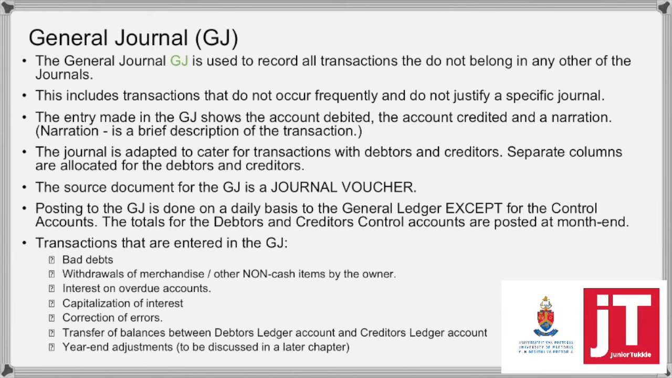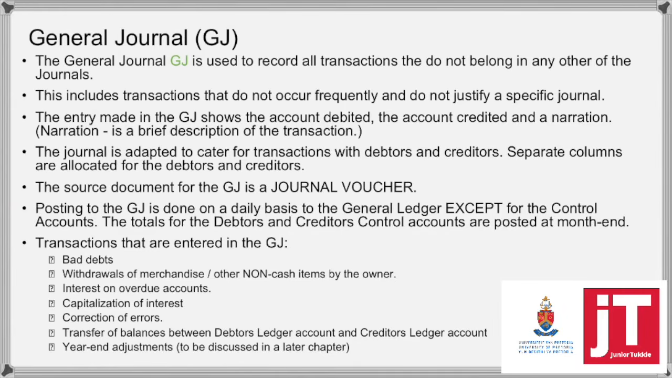And because most of these transactions influence debtors and creditors, there are special columns for the debtors and creditors control accounts as well. The source document for the GJ is a journal voucher. And when we post from the General Journal, it's done on a daily basis to the General Ledger, except when we post the control accounts, because there are many debtors and creditors transactions, so we will post only the control columns at the end of the month.